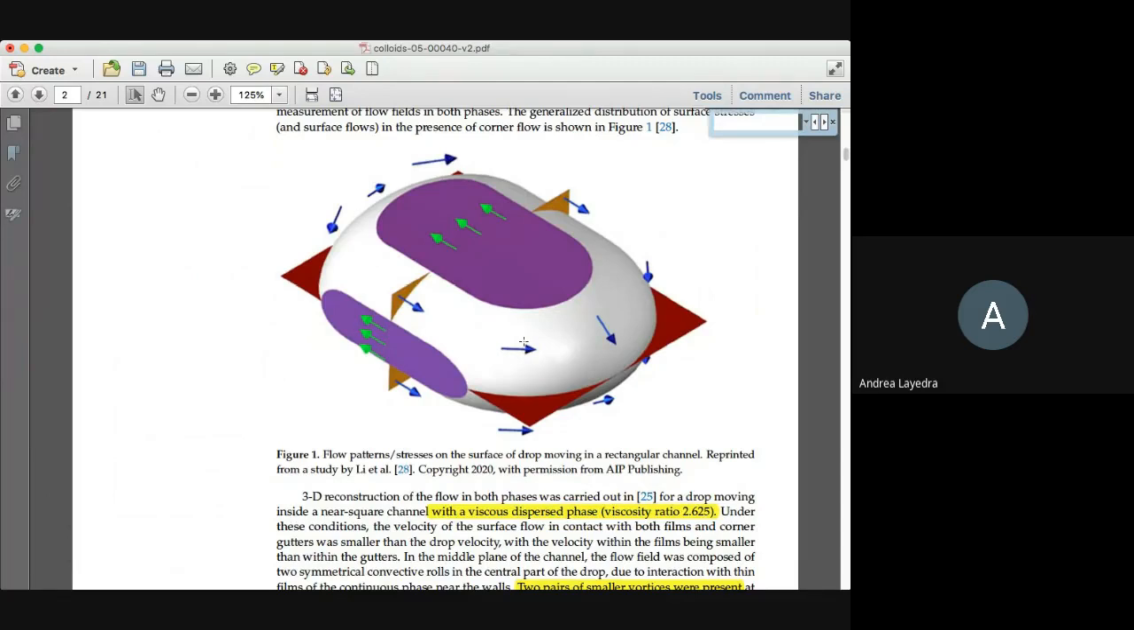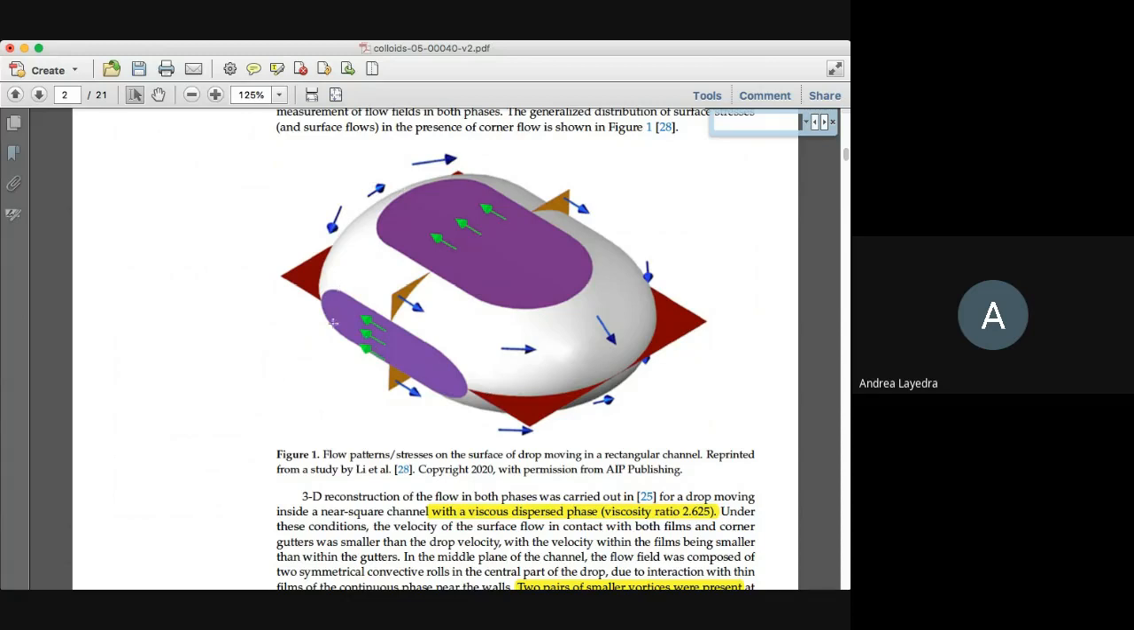So here in this illustration, they represent the flow patterns, where the droplet is stressed by some forces. As you can see here, the green arrows represent the stress that the droplet is suffering while it is crossing the top wall of the rectangular microchannel.